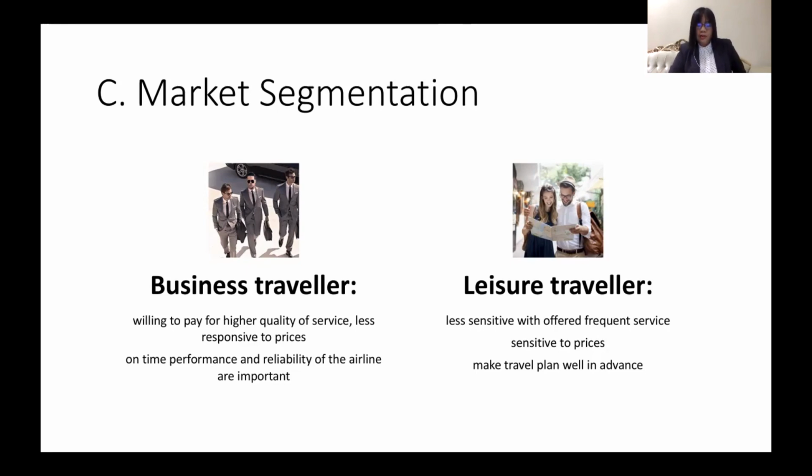Another important characteristic of this consumer segment is that they tend to make their travel plans well in advance. They might book tickets one month or two months before their planned trip.